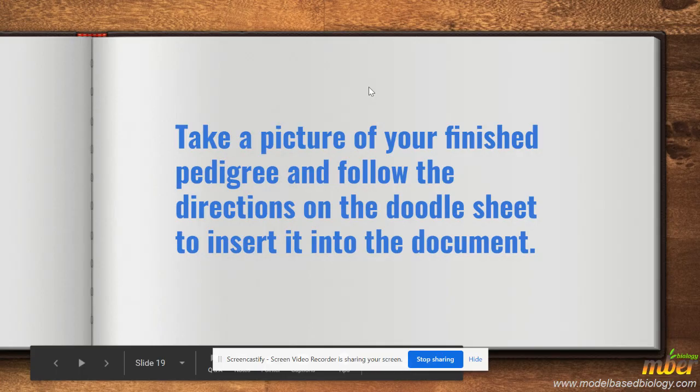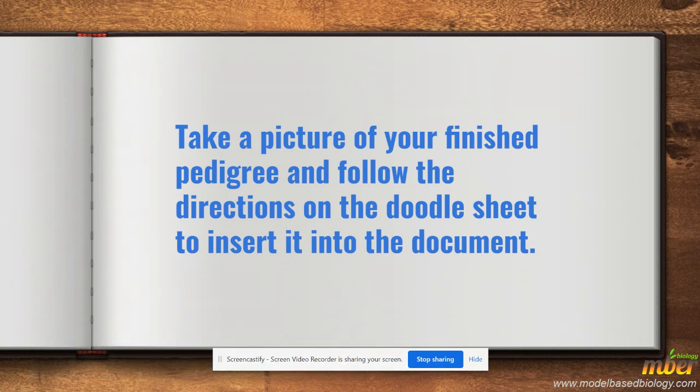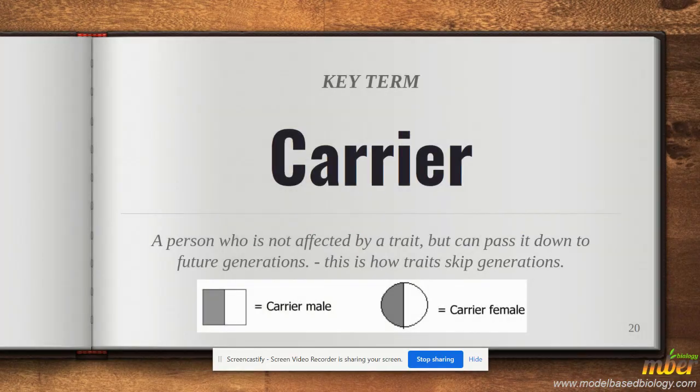Take a picture of your finished pedigree and follow the directions on the doodle sheet to insert it into the document. So you can take a picture and insert it in. You can try and draw it in, whatever makes you happy. As long as I can see that on the doodle sheet, you are done. Okay, I believe this is the last slide of this Screencastify. I'll be working on more throughout the week.